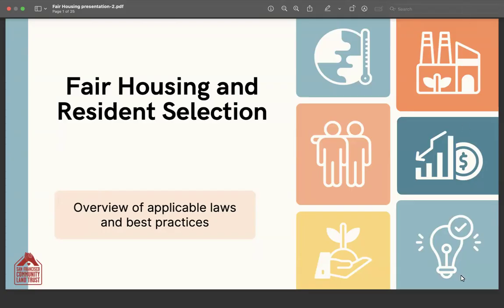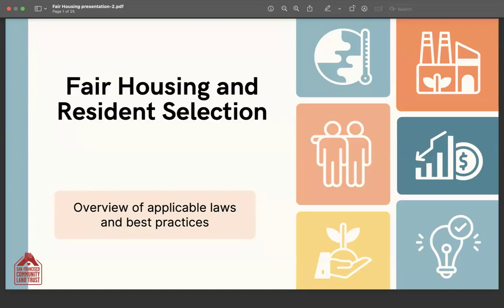Okay, thank you for joining this presentation on fair housing and resident selection. This is a hot topic, especially as it relates to community land trusts and trying to involve residents in this process as much as possible and making sure that all of us understand the universe of applicable laws and best practices. So I'm going to do an overview of this.